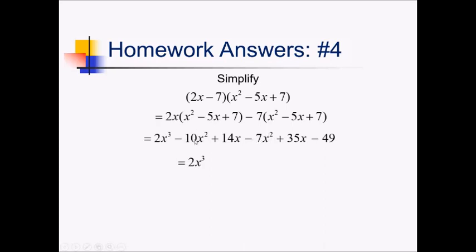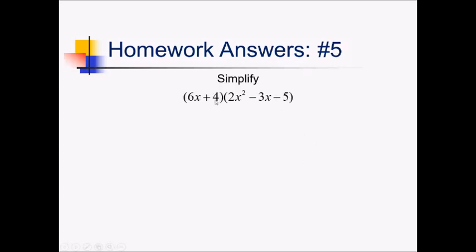Negative 10x squared minus 7x squared. That's a grand total of negative 17x squared. We add the coefficients, keep the variable and the exponent the same. And then we have a 14x plus 35x gives us 49x. And finally, this negative 49, there's nothing to combine with that, so we just carry that down.